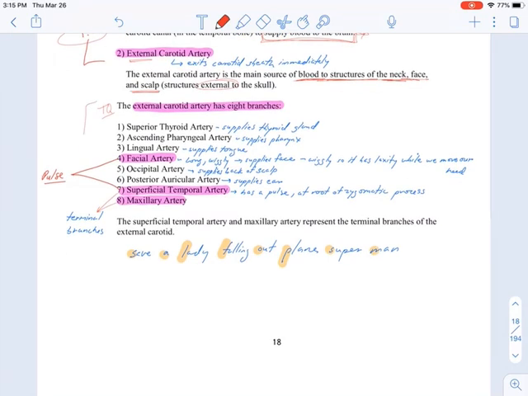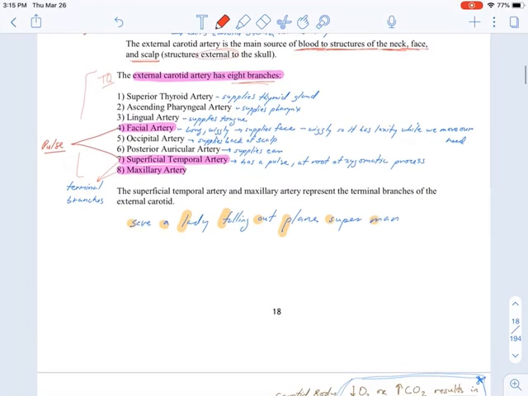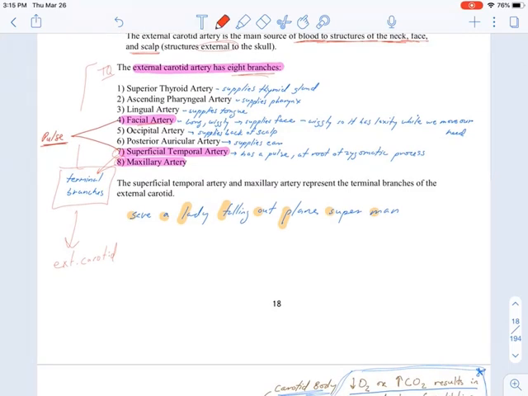We have another rather common test question down here about the 8 branches of the external carotid artery. Usually, if he asks a question about it, it's more about number 7 and number 8. Superficial temporal artery and your maxillary artery. These are the terminal branches of the external carotid. Branches that deal with your pulse are going to be, again, that superficial temporal artery and then your facial artery. So pulse: facial, superficial temporal. Terminal branches: superficial temporal and maxillary.